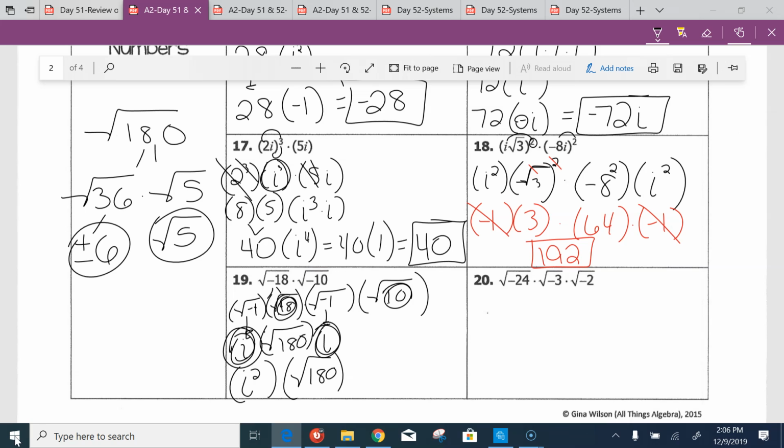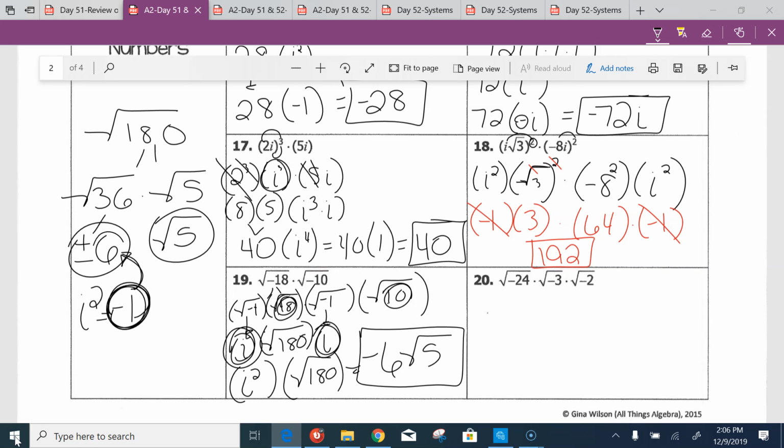I'm going to handle the i squares. i squared, we said above, is equal to negative 1. So what we end up with then is the negative answer. So negative 1 times this 6 gives us a negative 6 times the square root of 5. That one was a little complicated. I'm going to assume that once I have this negative 1 here, that means I want the negative version of this number here. So that's why I wrote just negative 6 and not the plus to go with it. And I have the square root of 5 after it.